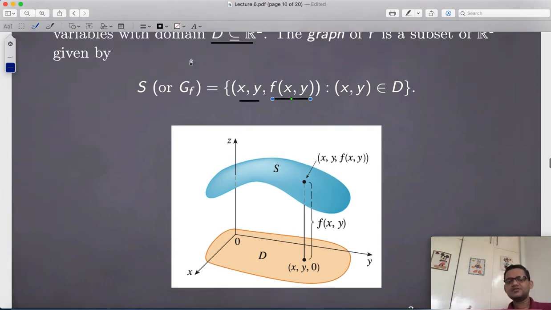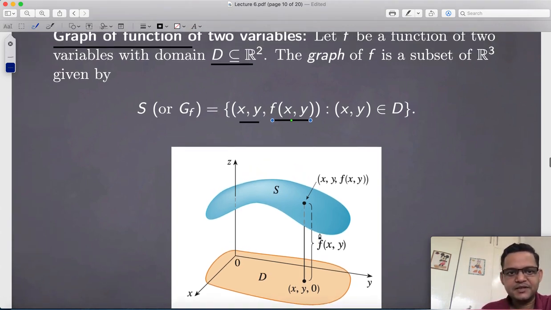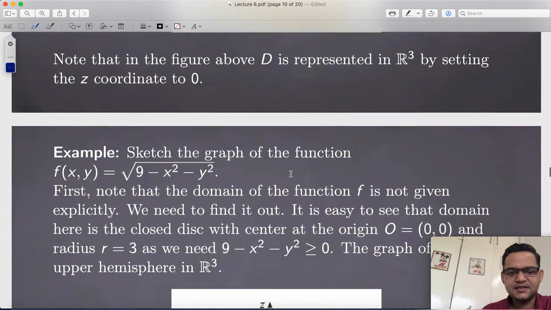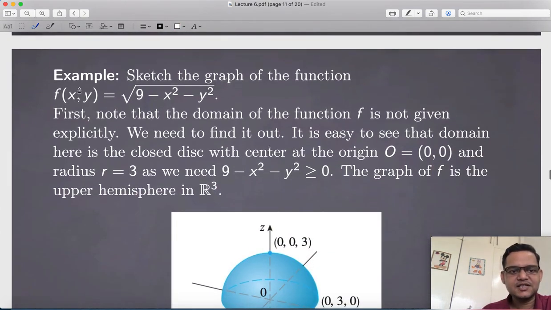Okay, so now in order to study the function, we will try to understand this thing, the graph. And there are going to be many ways, as I said, because now we are talking about things which are sitting in R3. So there will be tools to study this. What we will do is we will slowly define things. So for example, let us look at this particular example.